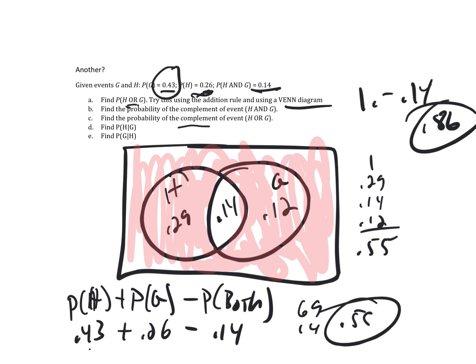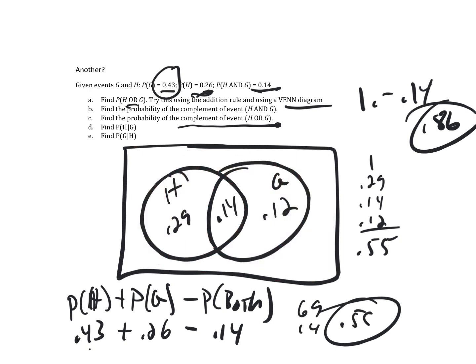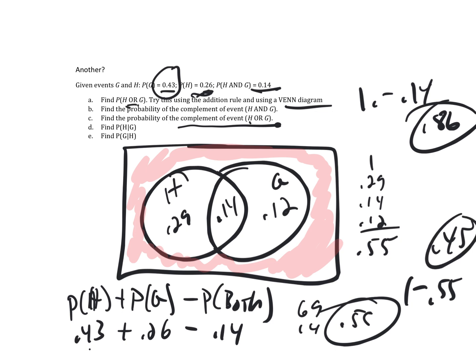What's the probability of the complement of H or G? Well, let's undo some erasing here and grab that shading. The complement would be outside, not anywhere inside those circles. So I think that's going to be 1 minus 0.55, so 0.45 would be the complement of H or G.